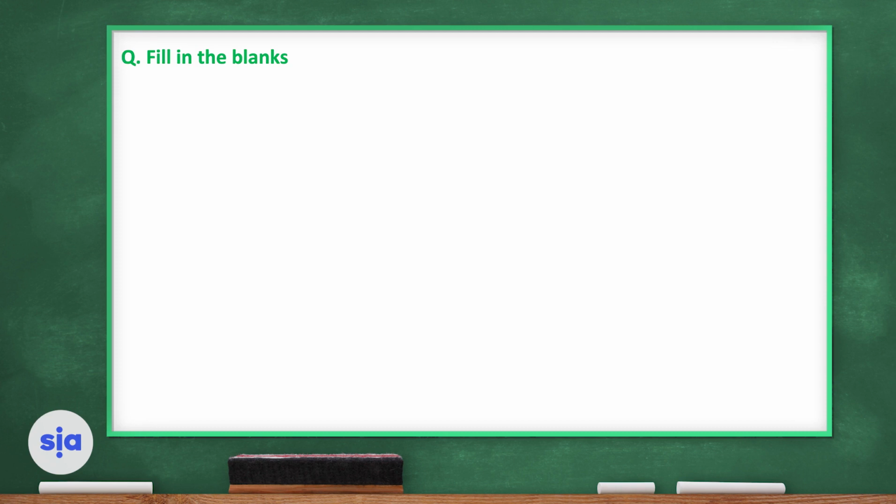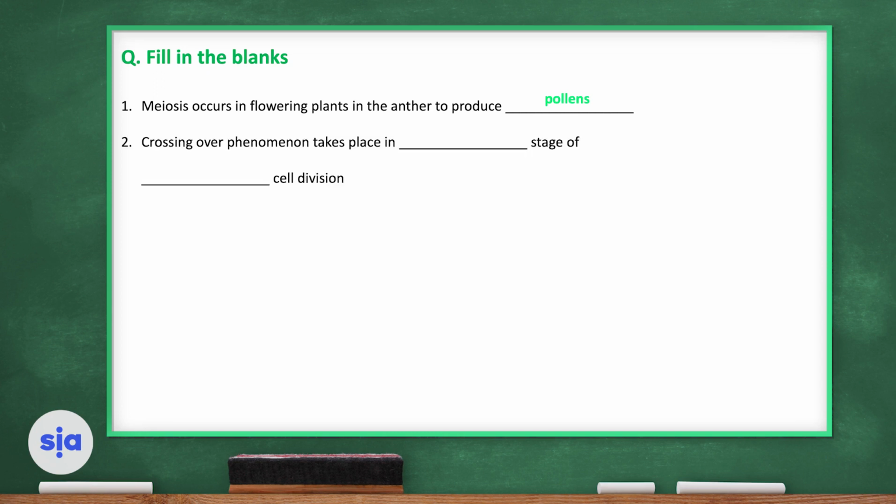Now, let's fill in the blanks together. Number 1, meiosis occurs in flowering plants in the anther to produce what? Pollens. Number 2, crossing over phenomenon takes place in which stage of which cell division? Think about it. Which is more special, meiosis 1 or meiosis 2? It's meiosis 1. Why? Because the prophase of meiosis 1 is so special, having many changes. Therefore, the answer is prophase stage of meiotic cell division.